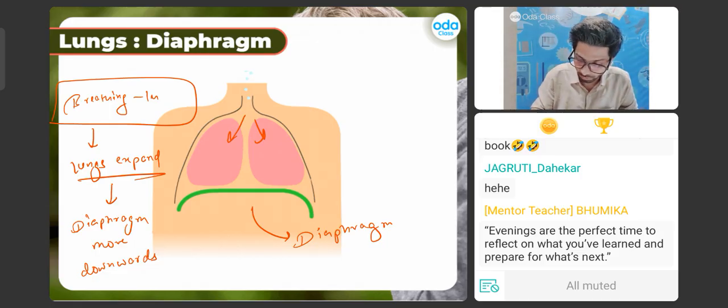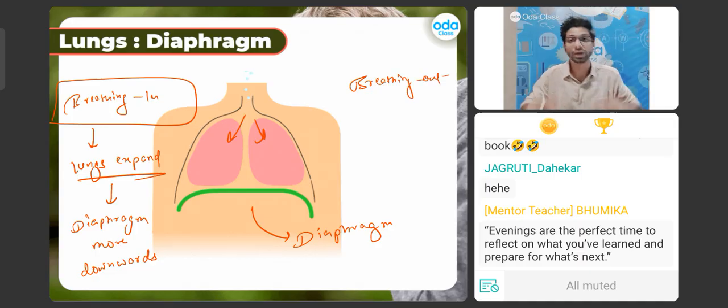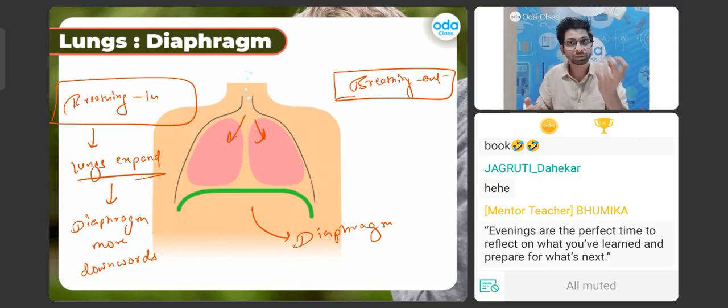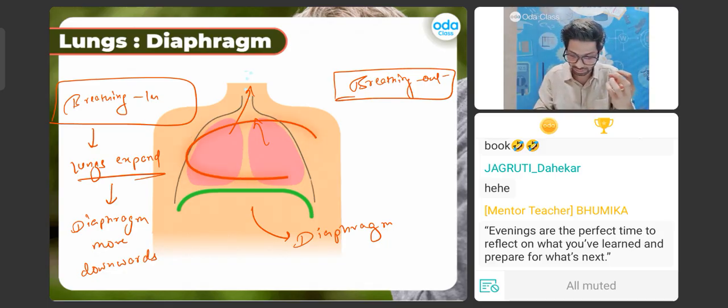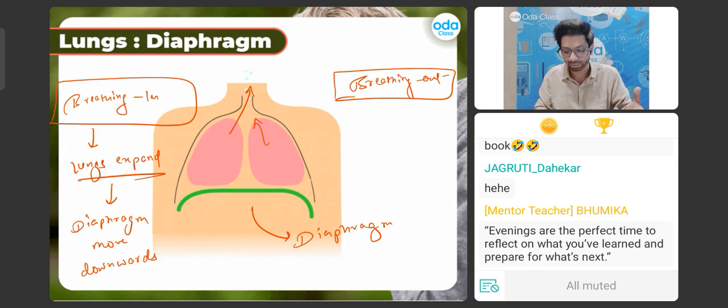And when you breathe out, when you are taking the air outside your body, your lungs are becoming smaller, right? Because your lungs are throwing out all that air. So when your lungs become small like this, then your diaphragm will go back to its original form. It will go back to its original state, that is curve or dome shaped.